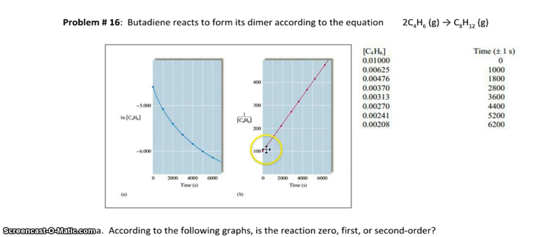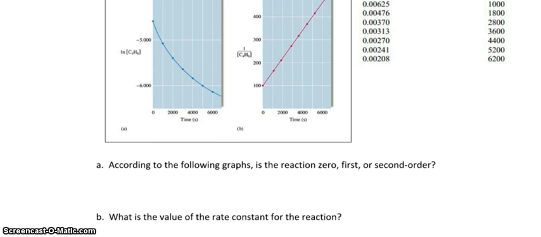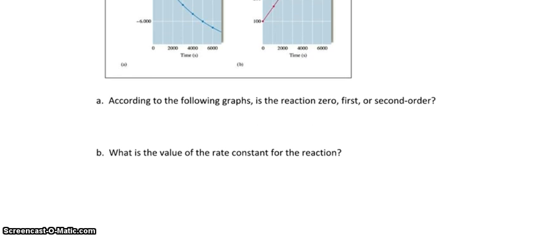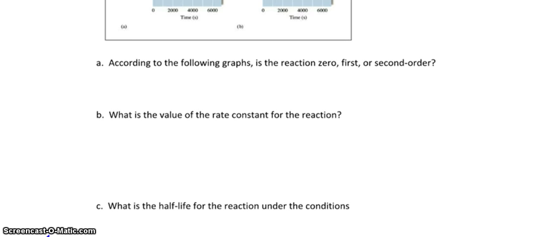So about second order, we have the 1 over concentration. Is it a linear graph? Yes, it is. So this is going to be a second order reaction. So let's scroll down here. And it says, what is the value of the rate constant for the reaction?